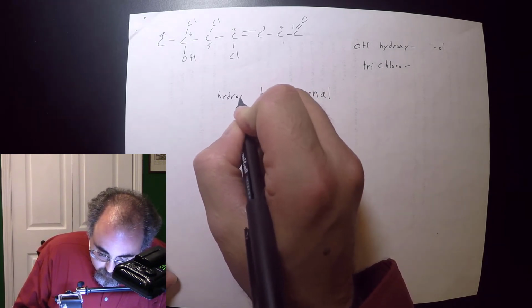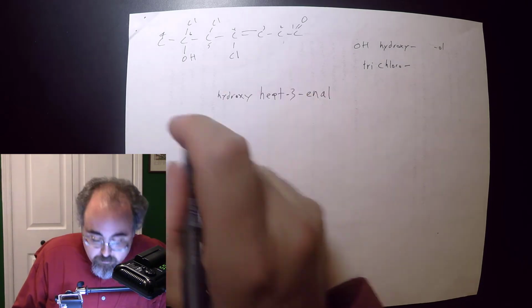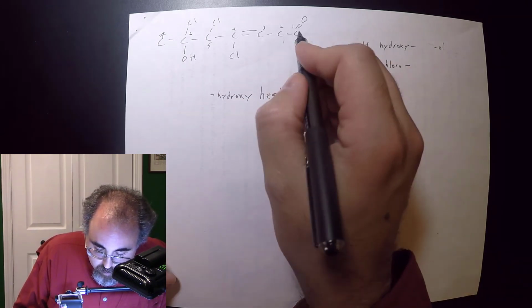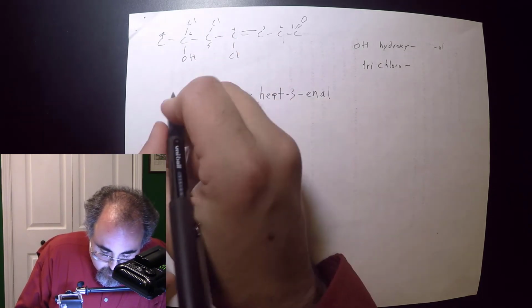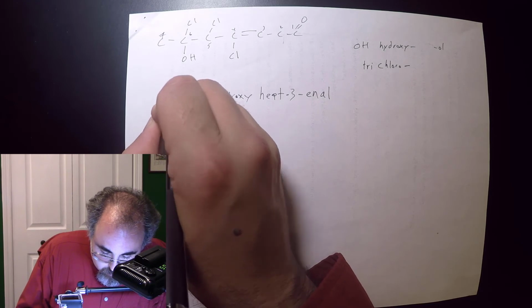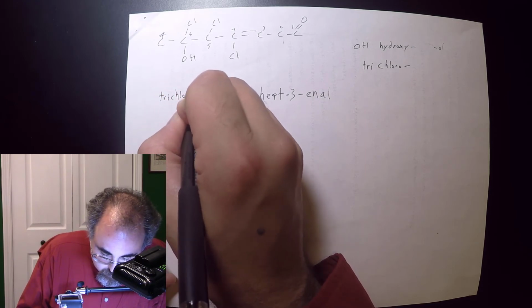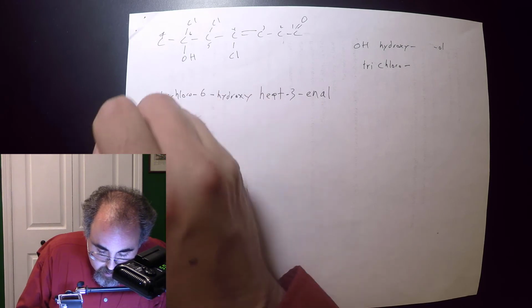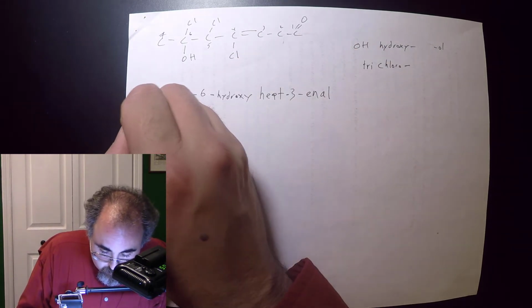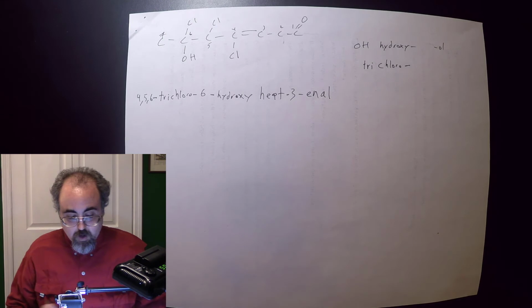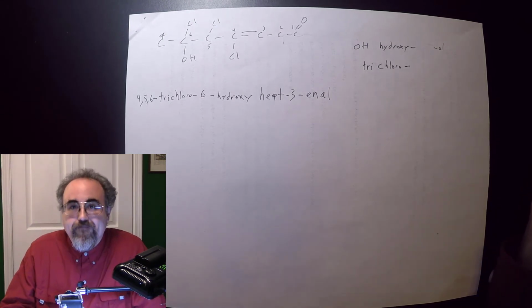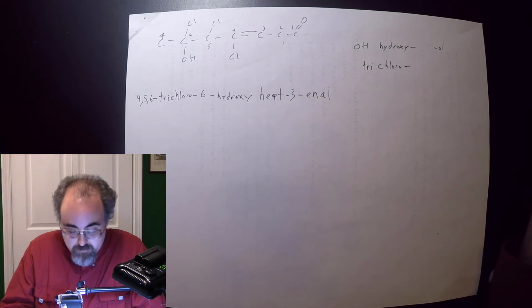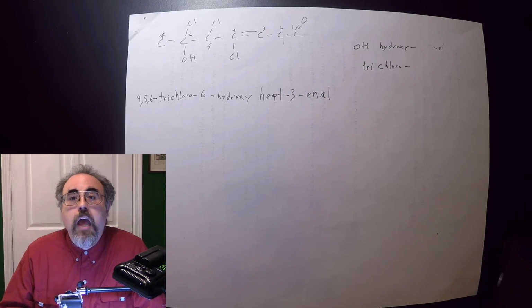No space there, I just left too much room. And the alcohol's in the 1, 2, 3, 4, 5, 6 position. And then I've got my trichloro. And it's in the 4, 5, 6 position. So I have 4,5,6-trichloro, 6-hydroxy, hept-3-enal. Yeah, trying to say that 10 times fast. Trying to say that twice. But yeah, so I've got myself my molecule.